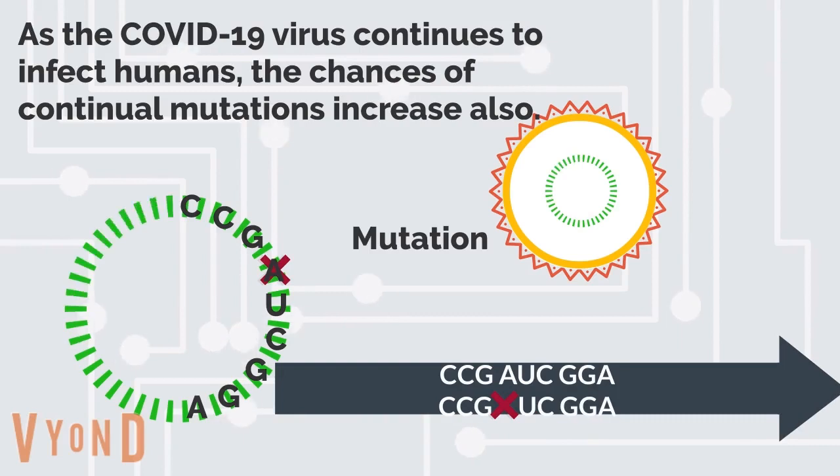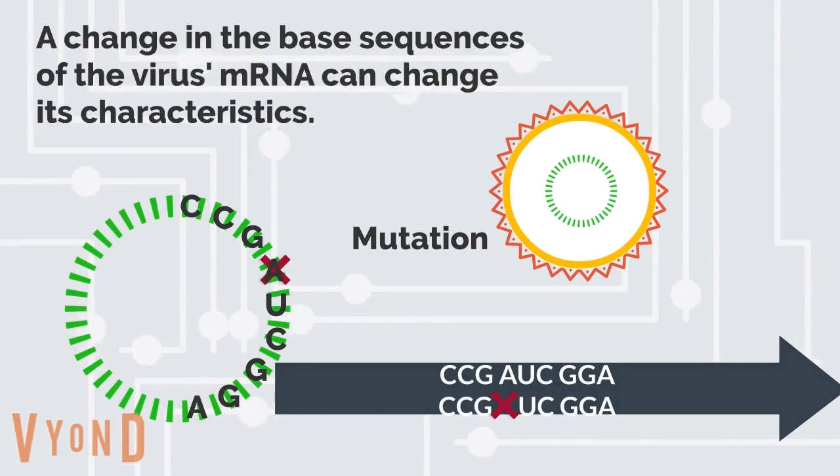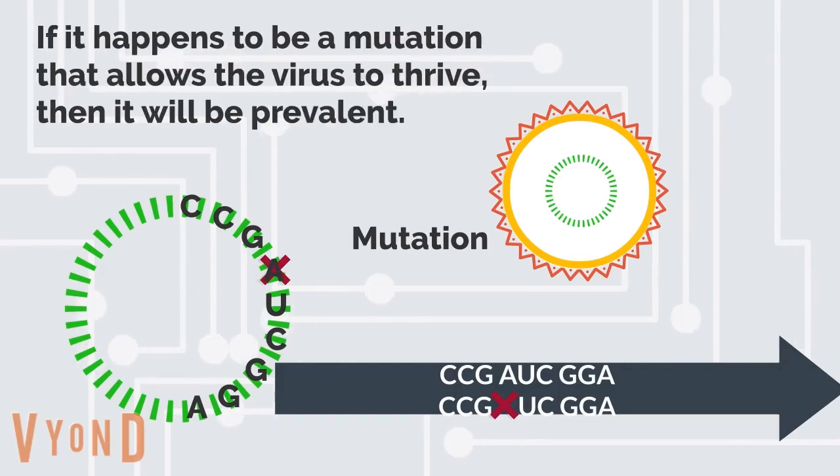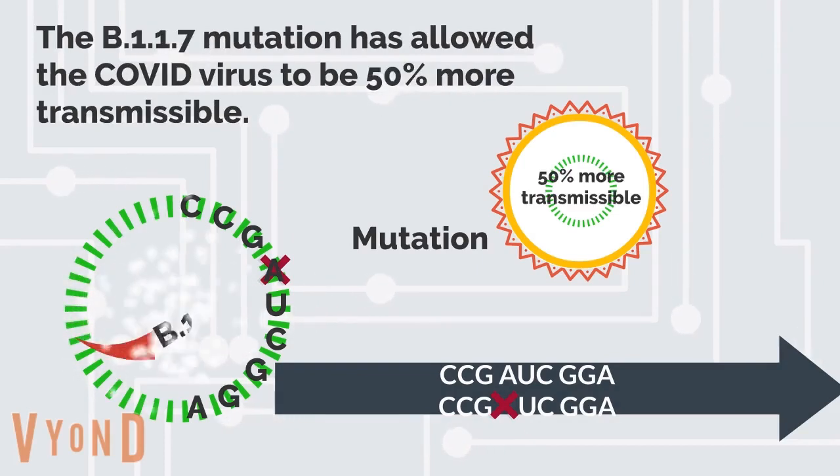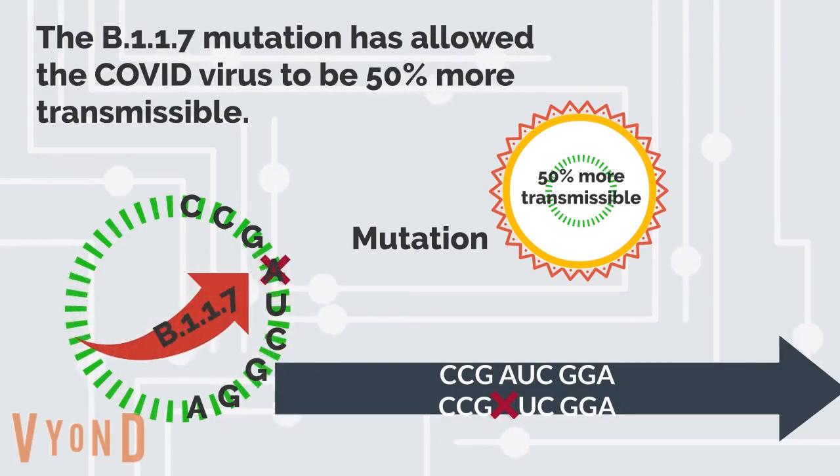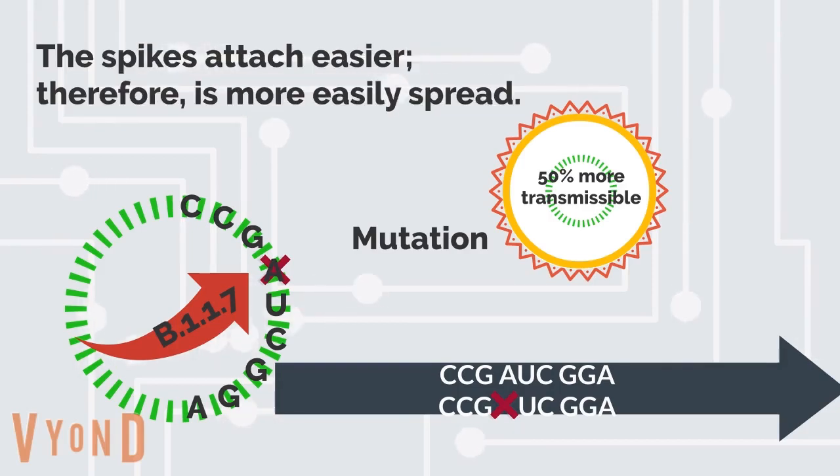As the COVID-19 virus continues to infect humans at an alarming rate, the chances of continual mutations increase also. A change in the base sequences of the virus's mRNA can change its characteristics. Mutations occur spontaneously. If it happens to be a mutation that allows the virus to thrive, then it will be prevalent. For example, the B.1.1.7 mutation has allowed the COVID virus to be approximately 50% more transmissible. The spikes attach easier, so therefore it is more easily spread.